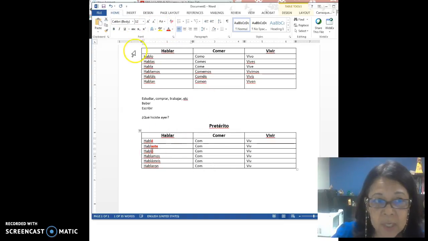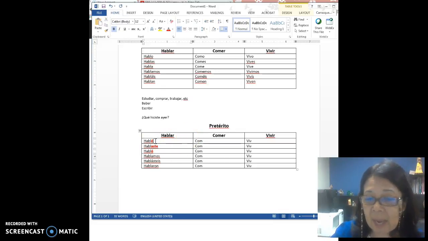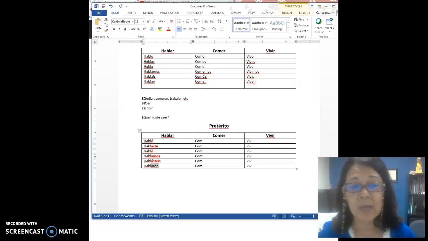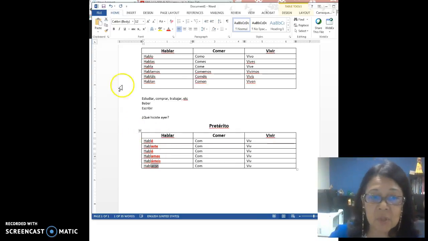So if you want to say I worked, then you would say yo trabajé. If you want to say I bought something, yo compré. Here where we have nosotros, let's say that we want to say we bought something, nosotros compramos. If we use the vosotros, vosotros comprasteis. How about if we wanted to say estudiar? You guys studied. Ellos, they. So you would say ellos estudiaron.